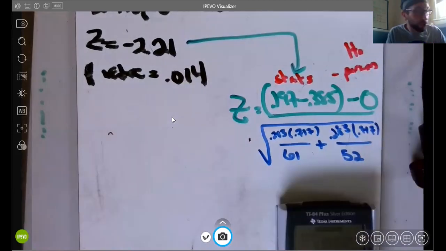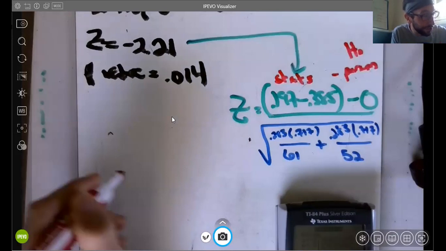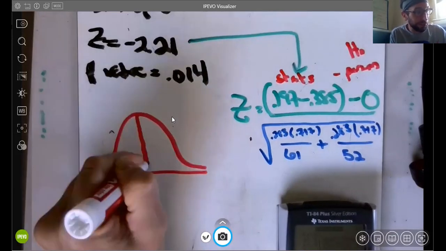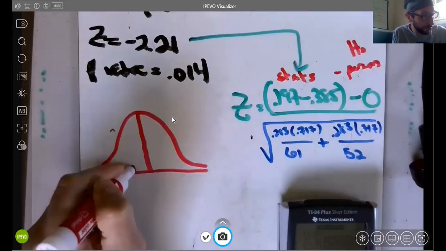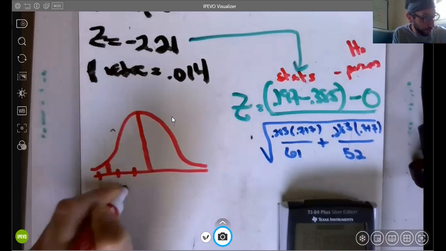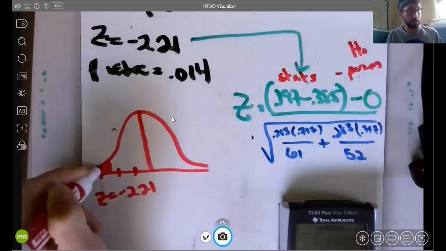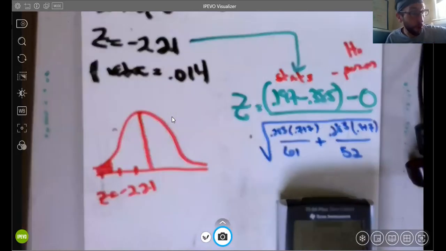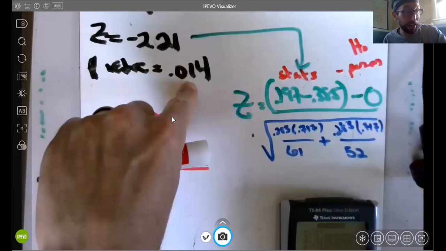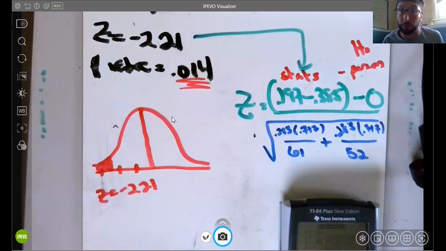If I want to add a picture, I could do that. I could go to draw on my calculator, but I don't really need to do that. I could just mark the z-score. So here's 1, 2, 3. There's our z-score of negative 2.21, and we would shade to the left. We've shaded a pretty small area, which is reflected in my p-value, which is telling me I'm shading 1.4% of the curve.